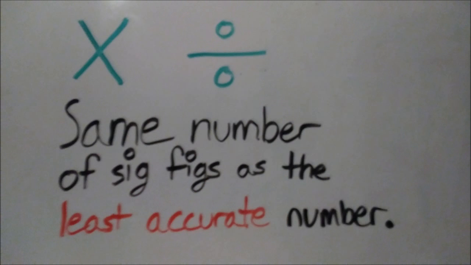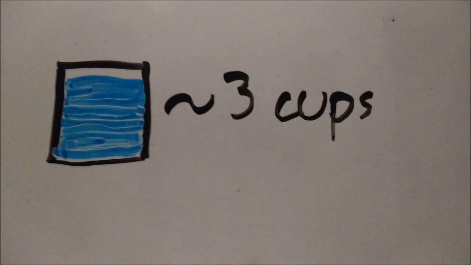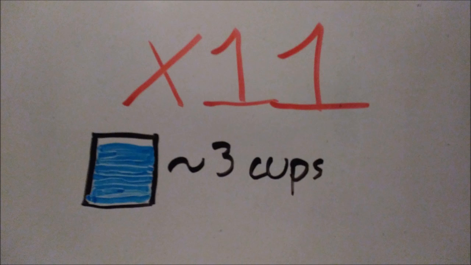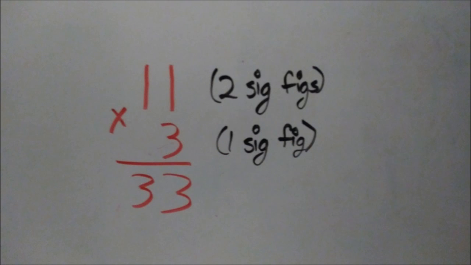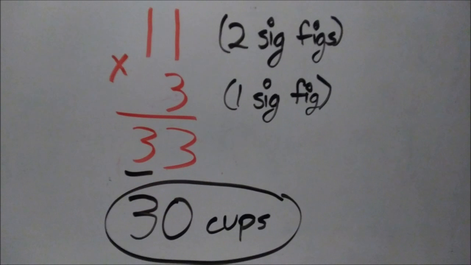Multiplying or dividing with significant figures uses a different set of rules than adding or subtracting. When multiplying and dividing, you must have the same number of significant figures as your least accurate number. For example, if you have about 3 cups of water, but you want 11 times as much, you can't say that you have exactly 33 cups of water. Since the least accurate number, 3, is only one significant figure, your answer must have only one significant figure. Using rounding, you can find that you have about 30 cups of water.